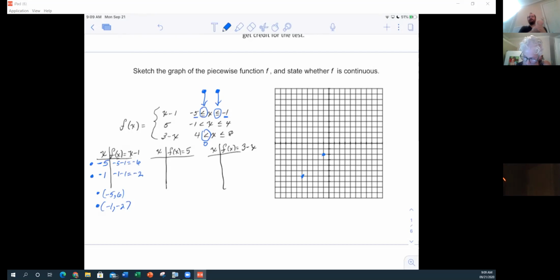And I'm going to connect those points. So that's the first piece. That's why it's called a piecewise function. So then the second piece is this one.